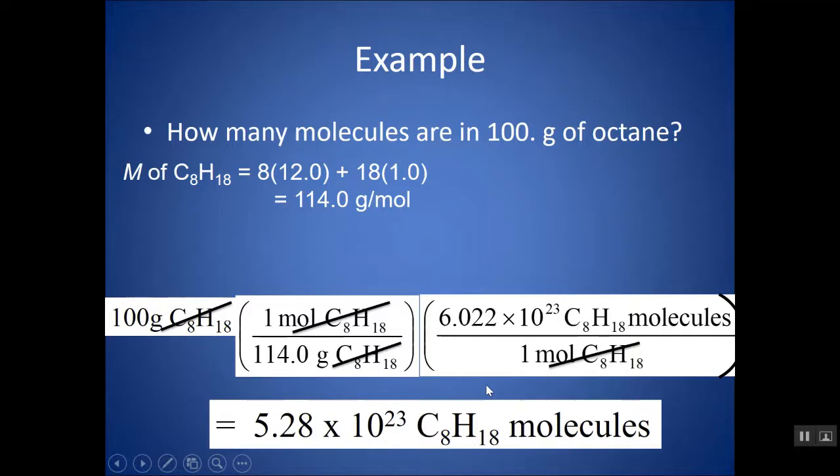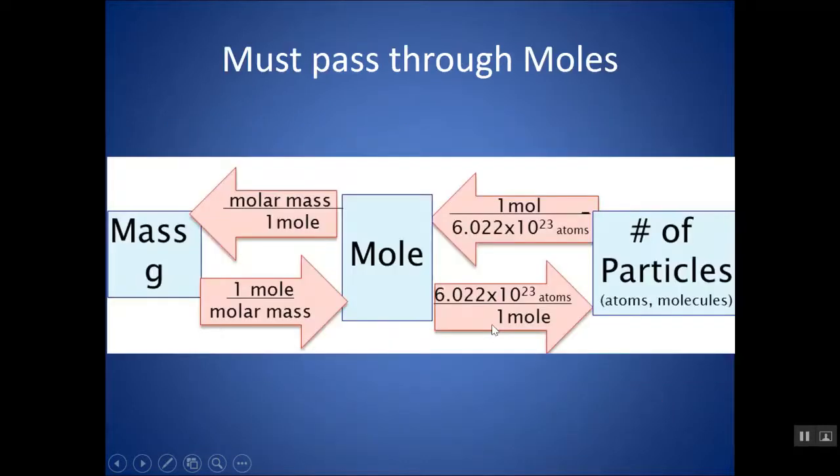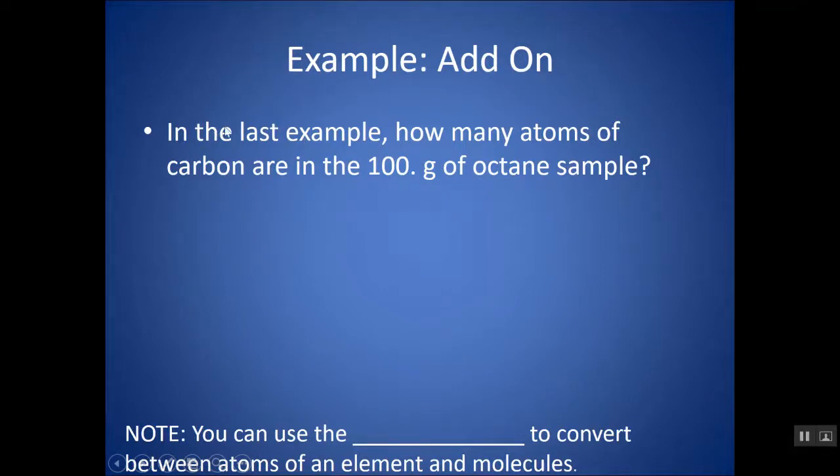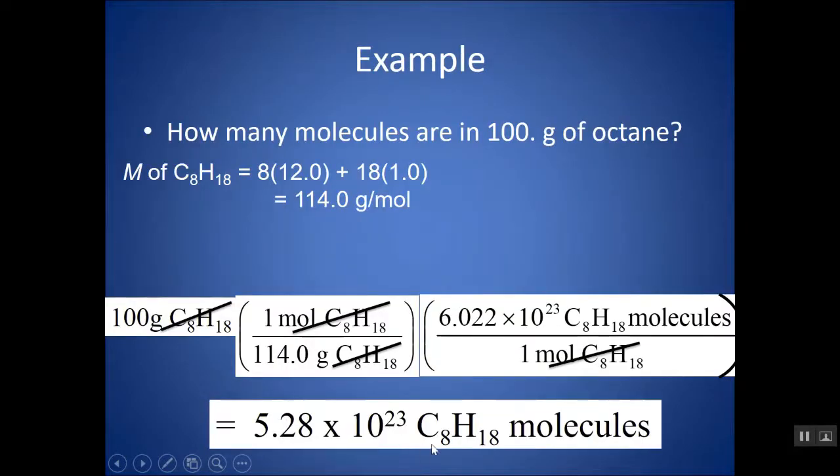Now what you might see is, okay, this is the number of molecules. What if for a molecular compound, it asks me for the number of atoms? So let's say in this last example, how many atoms of carbon are in this number of molecules? So that's when I can use the subscripts as conversion factors. For every 1 molecule of C8H18, I have 8 carbons. So if this is how many molecules I would have, I have 8 times the number of carbons. Or if it was asking about hydrogen, I'd have 18 times the number of hydrogens.